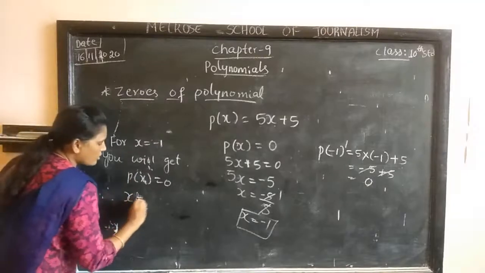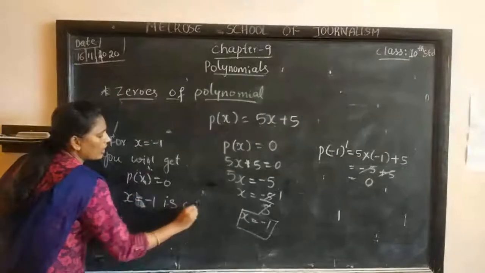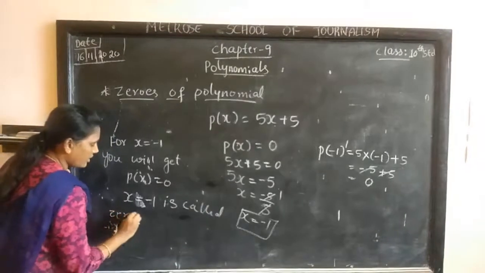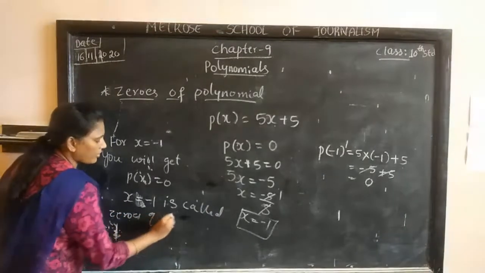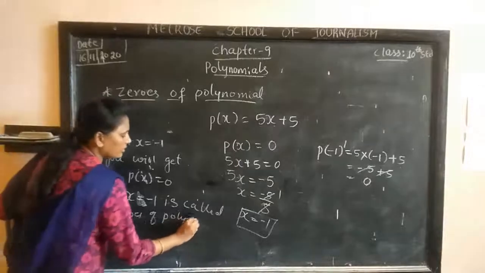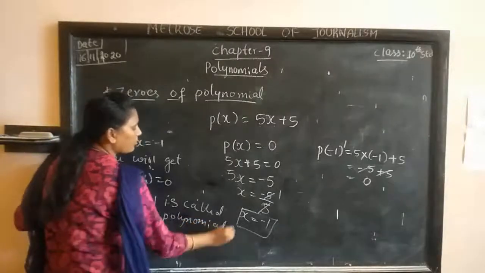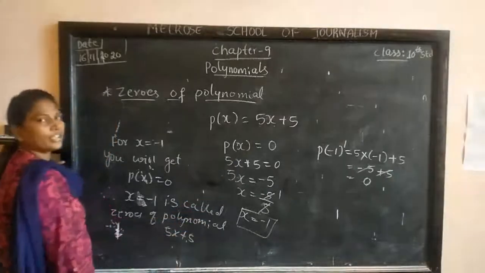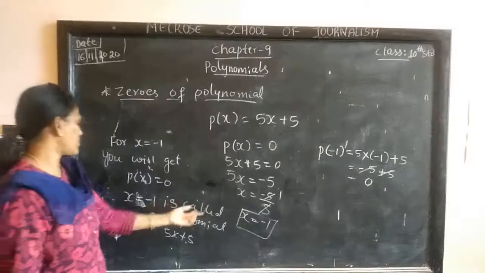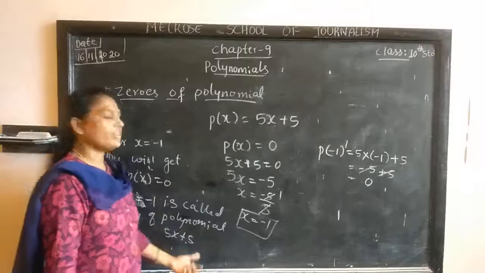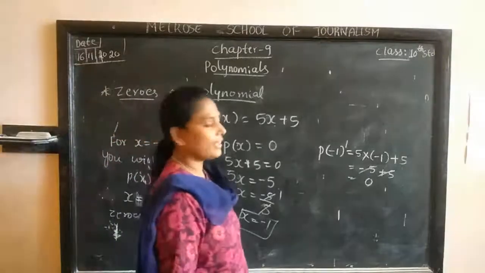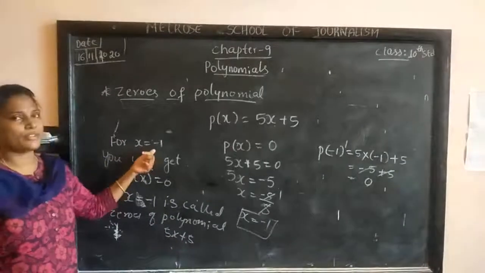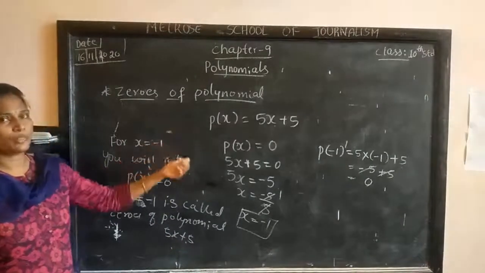Therefore x equals minus 1 is called the zero of the polynomial 5x plus 5. Clear? For x equals minus 1 it is called the zero of the polynomial 5x plus 5. You may get an x value other than minus 1, here for x equals minus 1, you may get x equals plus 1 or whatever.